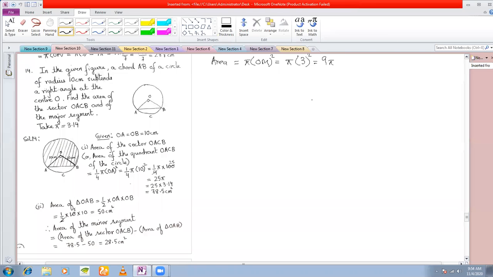It is given to you that chord AB of a circle. What do you mean by chord of a circle? I think we discussed this last year in class 8. What do you mean by chord of a circle?